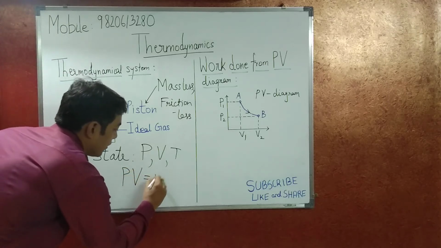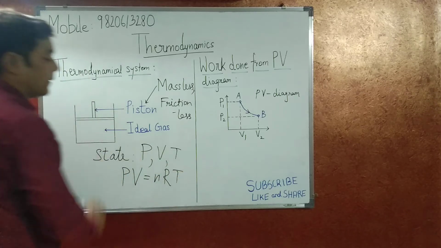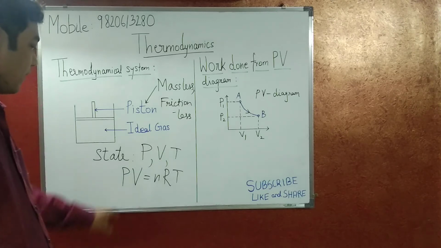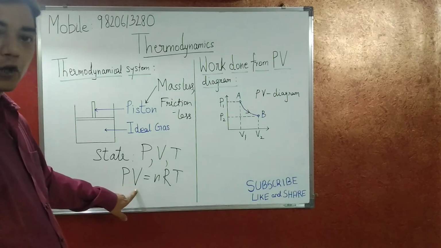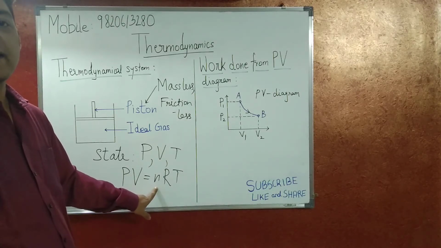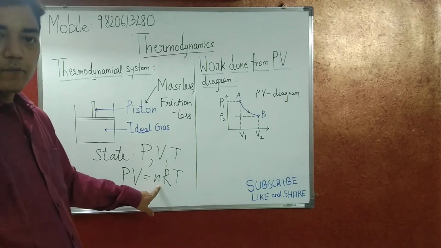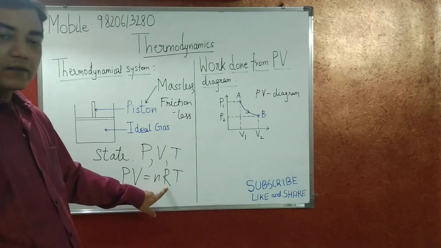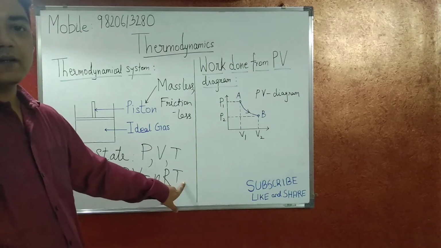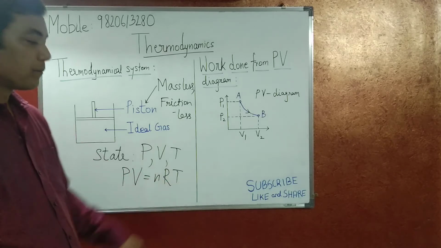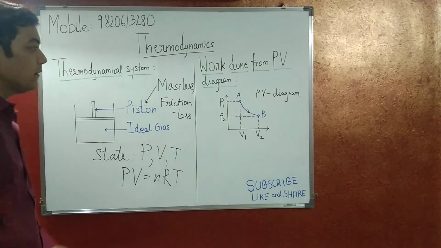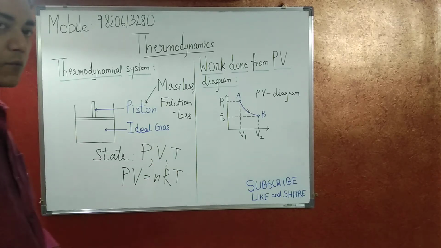PV is equal to nRT. Using this equation, I can find the temperature. P is pressure, V is volume. What is n? n is the number of moles of the gas. R is the universal gas constant. And T is the temperature of the gas in Kelvin. So out of these three, even if I know pressure and volume, I can find temperature. Now let's come to the second part.